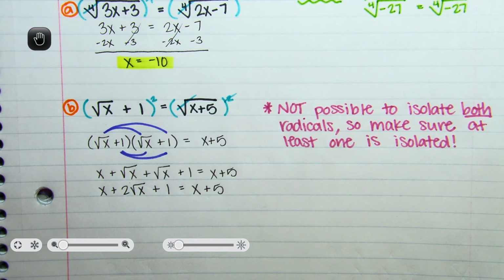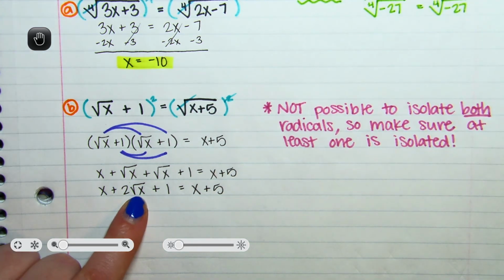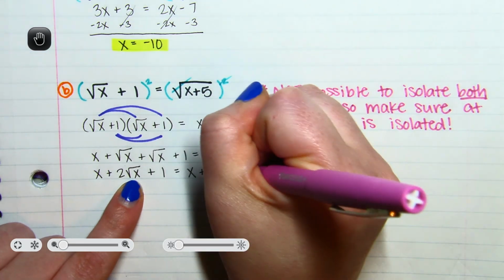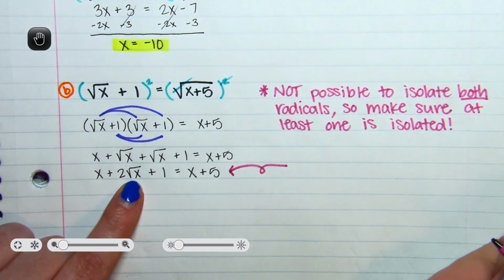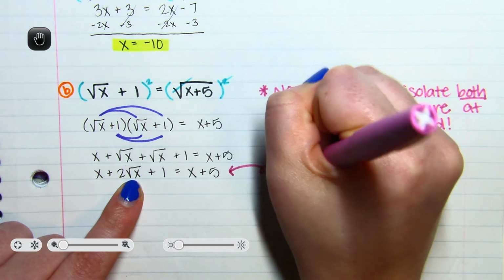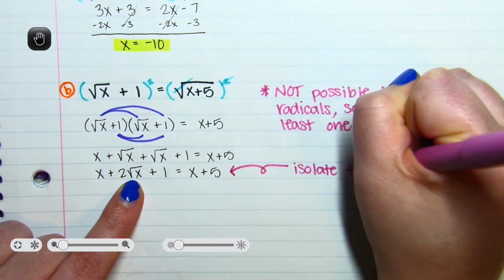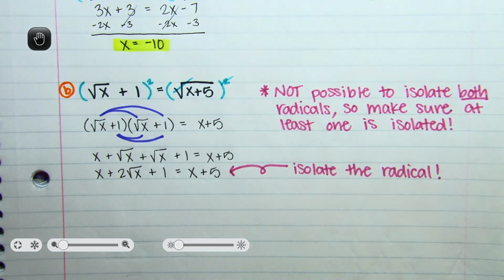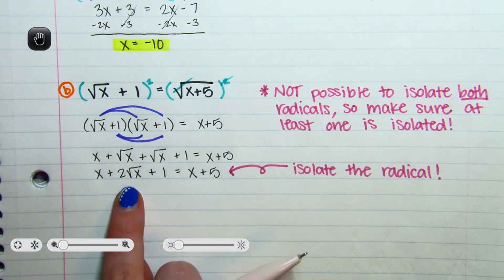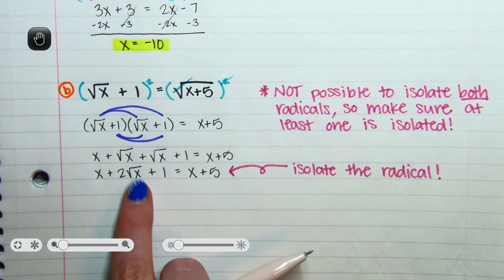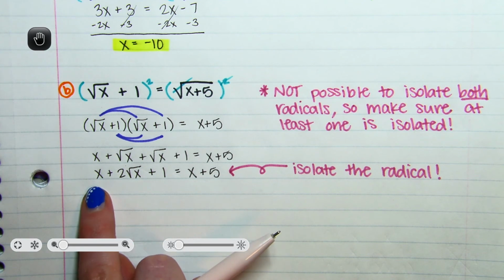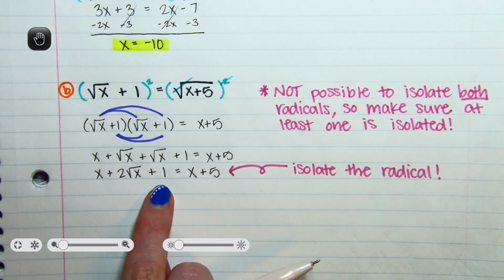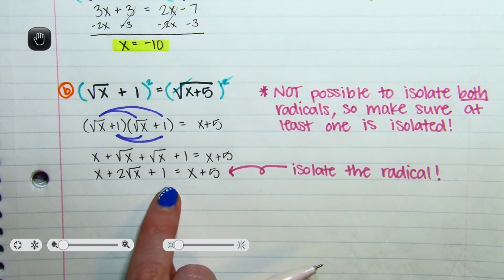So now in this step, I only have one radical left. I need to isolate this radical. So what do you think we need to do, specifically, like math operations? What do we need to do to get that square root by itself? If you said either subtract the x or subtract the 1 from both sides, or if you said subtract x and 1 on both sides, that is correct.